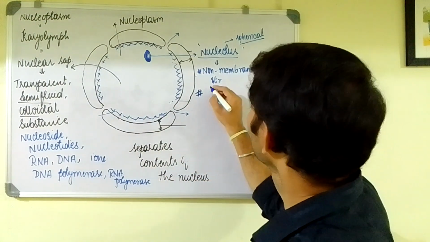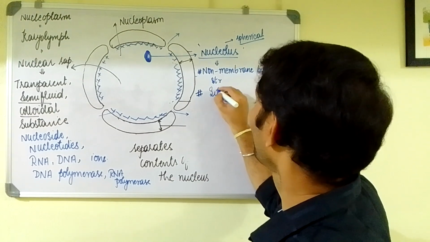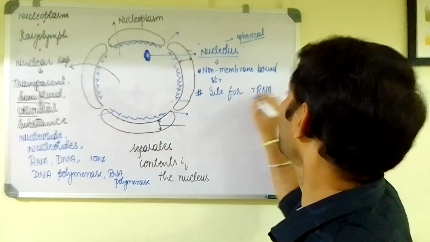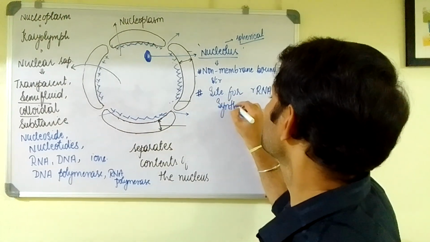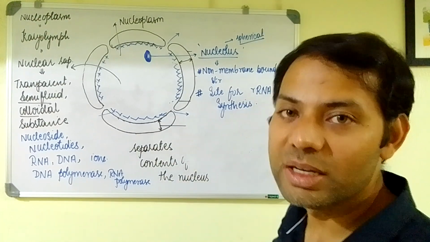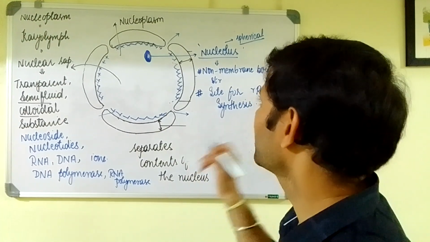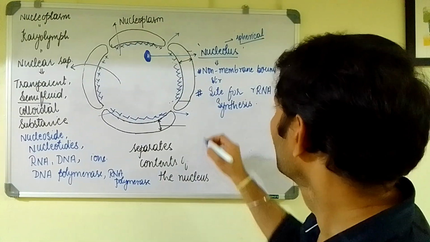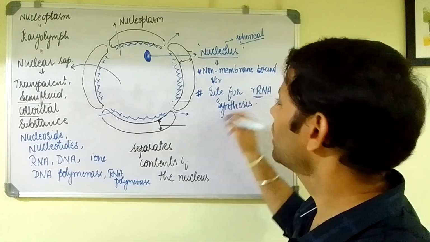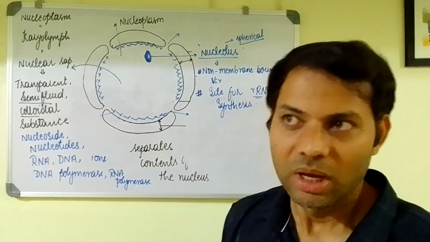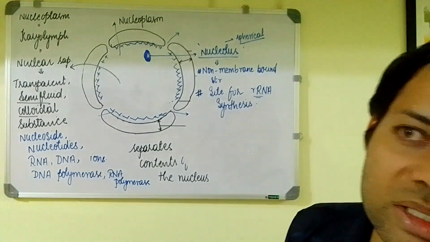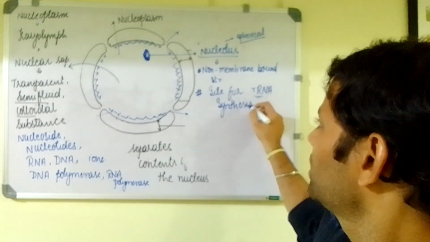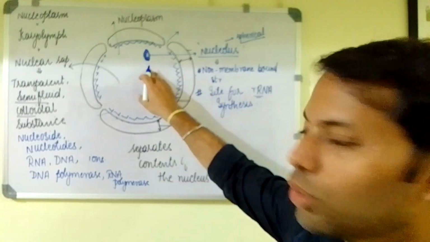The third point, a very important point, is that the nucleolus is the site for ribosomal RNA synthesis. Nucleolus is a site for what synthesis? It is a site for ribosomal RNA synthesis. rRNA synthesis happens in the nucleolus. Now you know rRNA, ribosomal RNA, is a part of the ribosome. Ribosomes are basically ribonucleoproteins, correct? So ribosomal RNA synthesis is going to happen within the nucleolus.